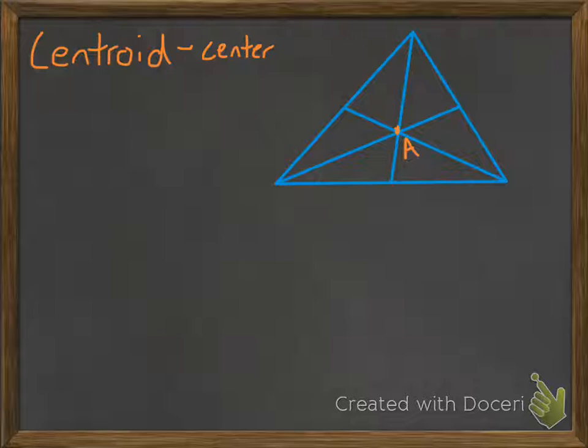One thing to remember about the centroid is that the side that connects to the vertex is 2 times greater than the side that connects to the midpoint. So we'll call that X. That side is X, our side is 2X, and that is a midpoint right there.